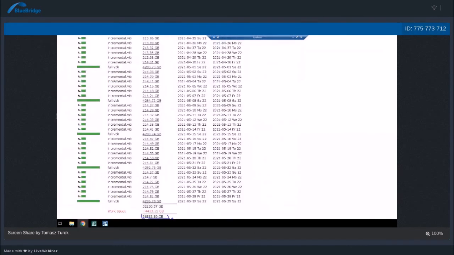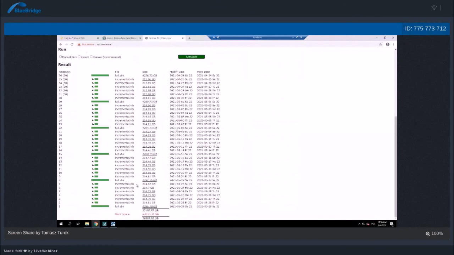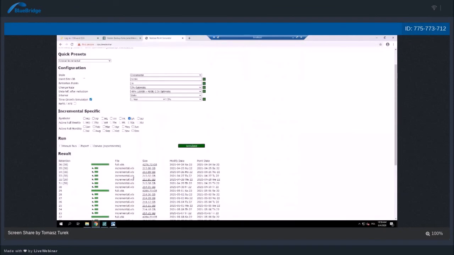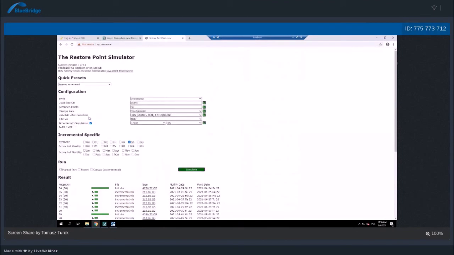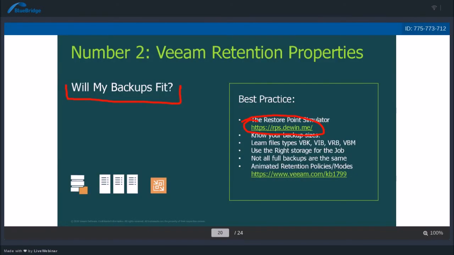So this tool is amazing because it does give you this, let's say, point of reference. Of course, it will vary because of the type of data that you're going to be having, but keep in mind, it can really save you. So rps.dewin.me. I believe we can also send you the link to this later. Great solution to estimate the amount of data that you're going to need.